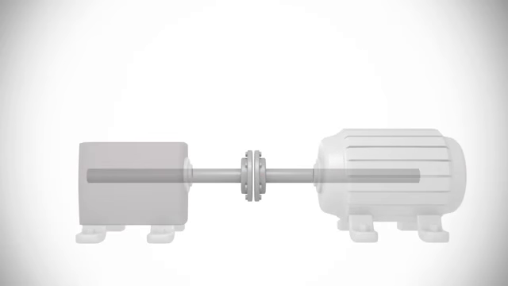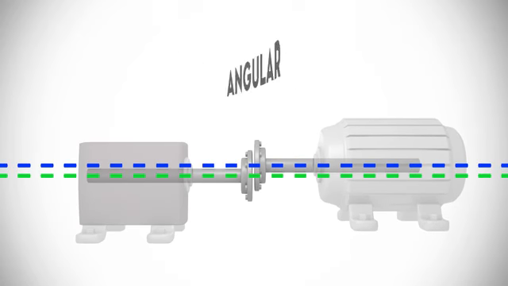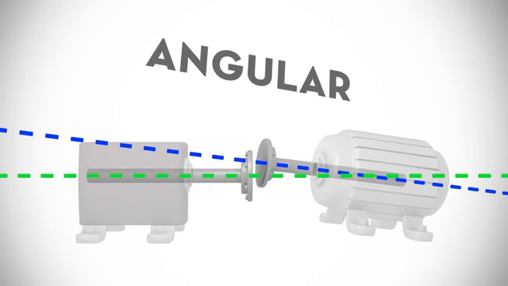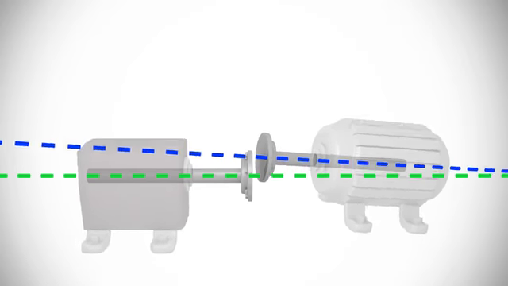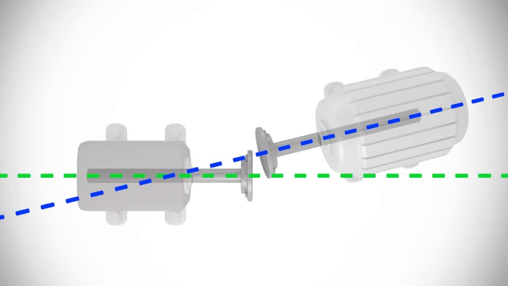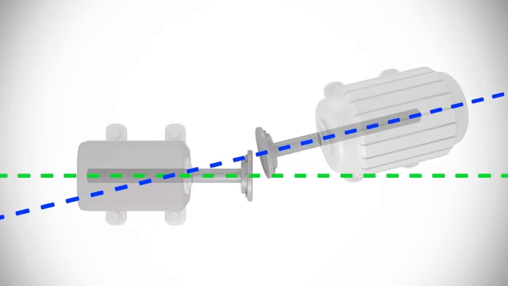Shafts are usually out of alignment, with the misalignment taking two forms: offset misalignment and angular misalignment. What we usually see in the field is a combination of both offset and angular misalignment, occurring in three dimensions, as you can see here as we rotate between the vertical plane and the horizontal plane.